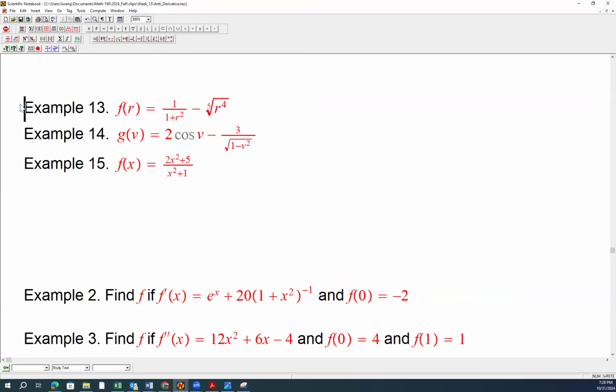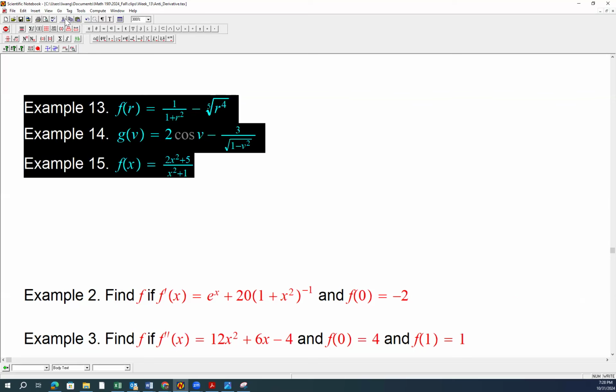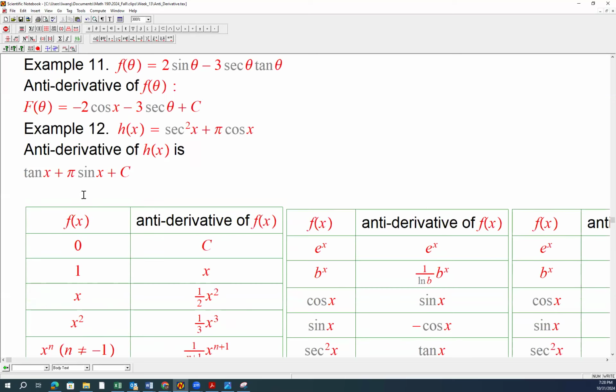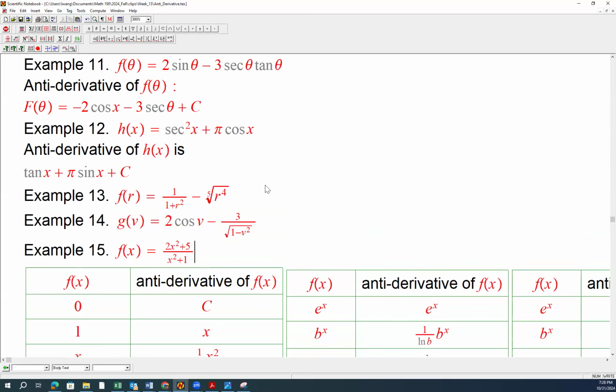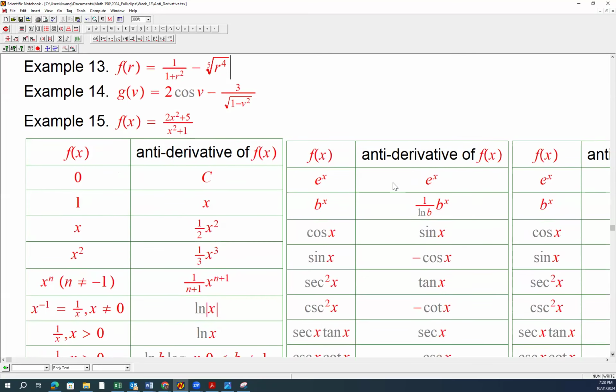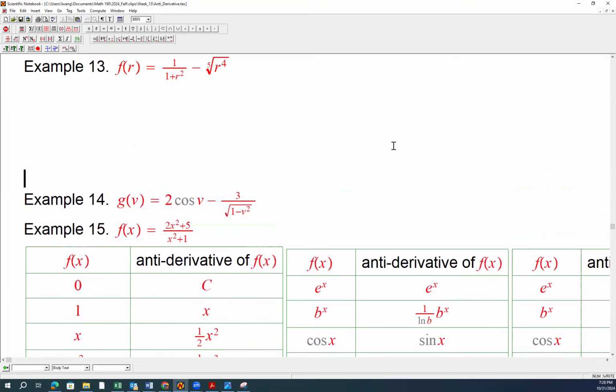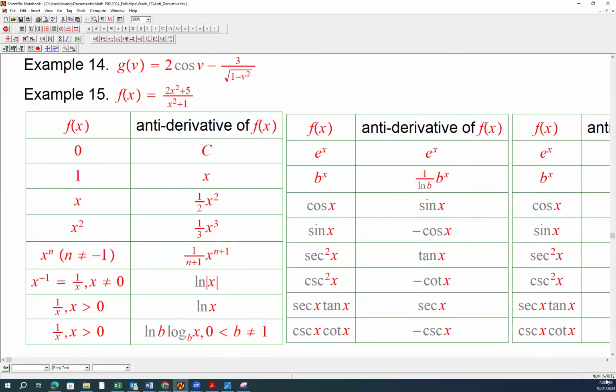So we got 3 more. Okay, so let me bring them up to here. 13. Okay, 13. For 13, we have two functions, and the function f is a function of r. So r is the variable. So 1 over 1 plus r squared is more like the formula we use.